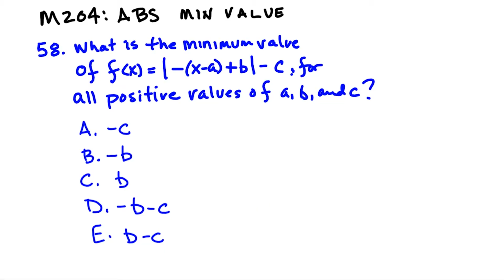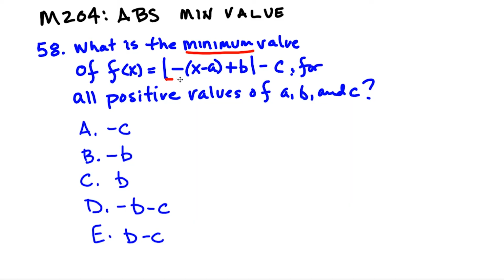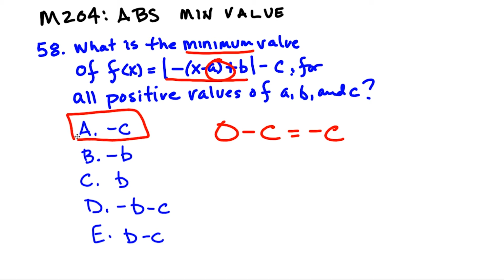Here's a hard absolute value. What is the minimum value of the function f of x is equal to the absolute value of the opposite of x minus a, plus b minus c, for all positive values of a, b, and c? It looks ridiculously hard, except for one thing. It asks us the minimum value, which we know the minimum value of an absolute value is 0. So this whole thing right here is simply 0. 0 minus c is equal to minus c. The answer is A. I do like that problem.